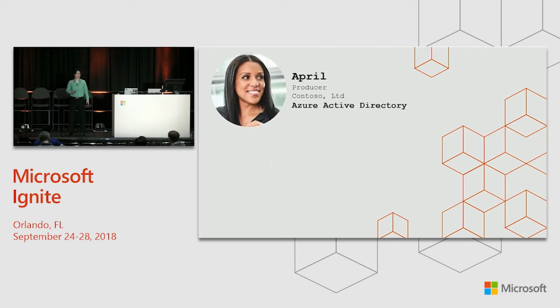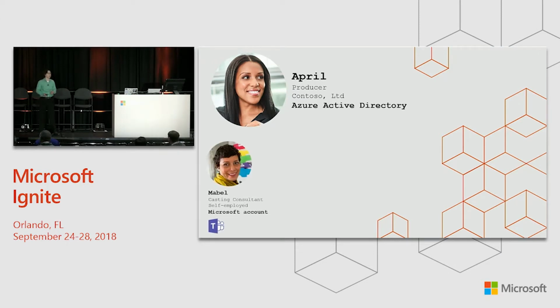So we're going to start with April, who's a producer at a major movie studio working on the next blockbuster hit. She's got a few $1 million in her budget that she's got to work with, so she's going to bring in a lot of partners to work with her on this project. And she works at Contoso, which is a major movie studio, and they use Azure Active Directory. But her partners probably don't, because a lot of people in this business are smaller suppliers.